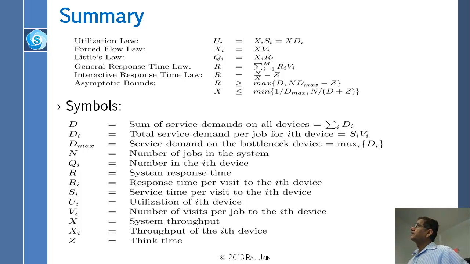What we have done is we have learned 5 laws and 1 bound. By now, you should be familiar with all the symbols: D for the demands, V for the visits, U for the utilization, X for throughput, Z for think time, N for the number of users, and so on and so forth, because those are the ones that are here.